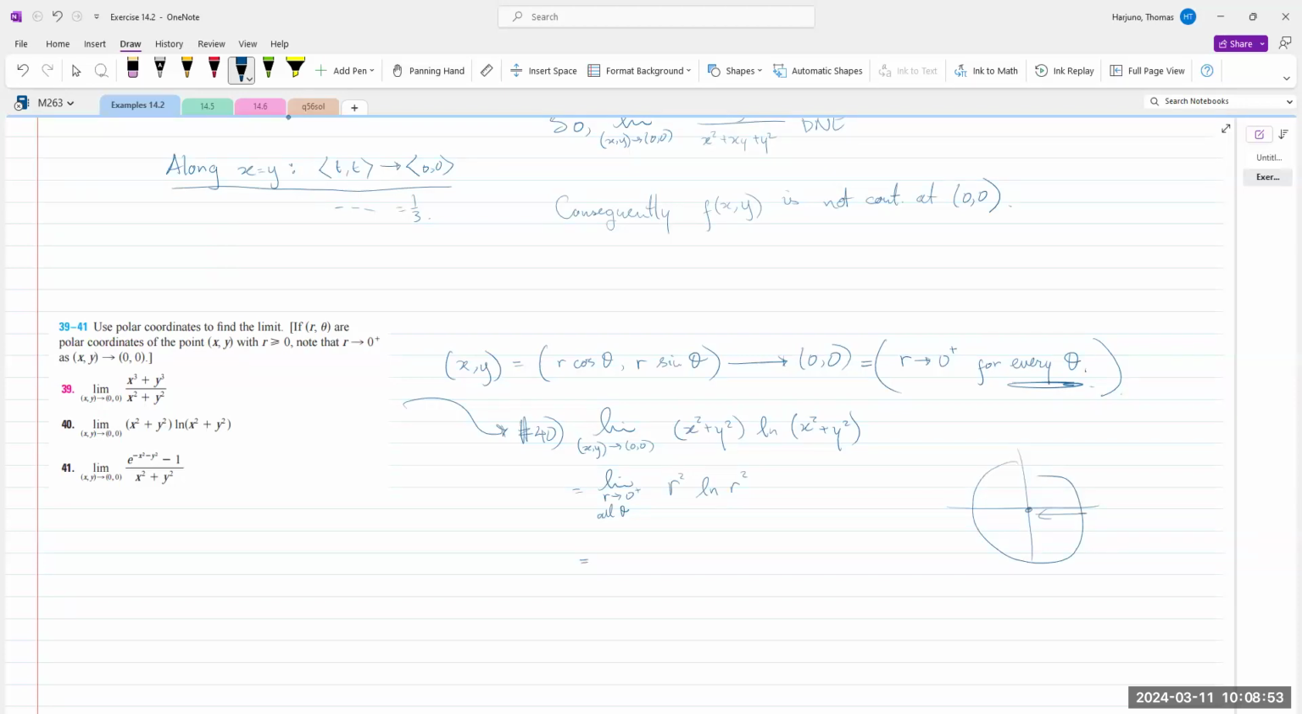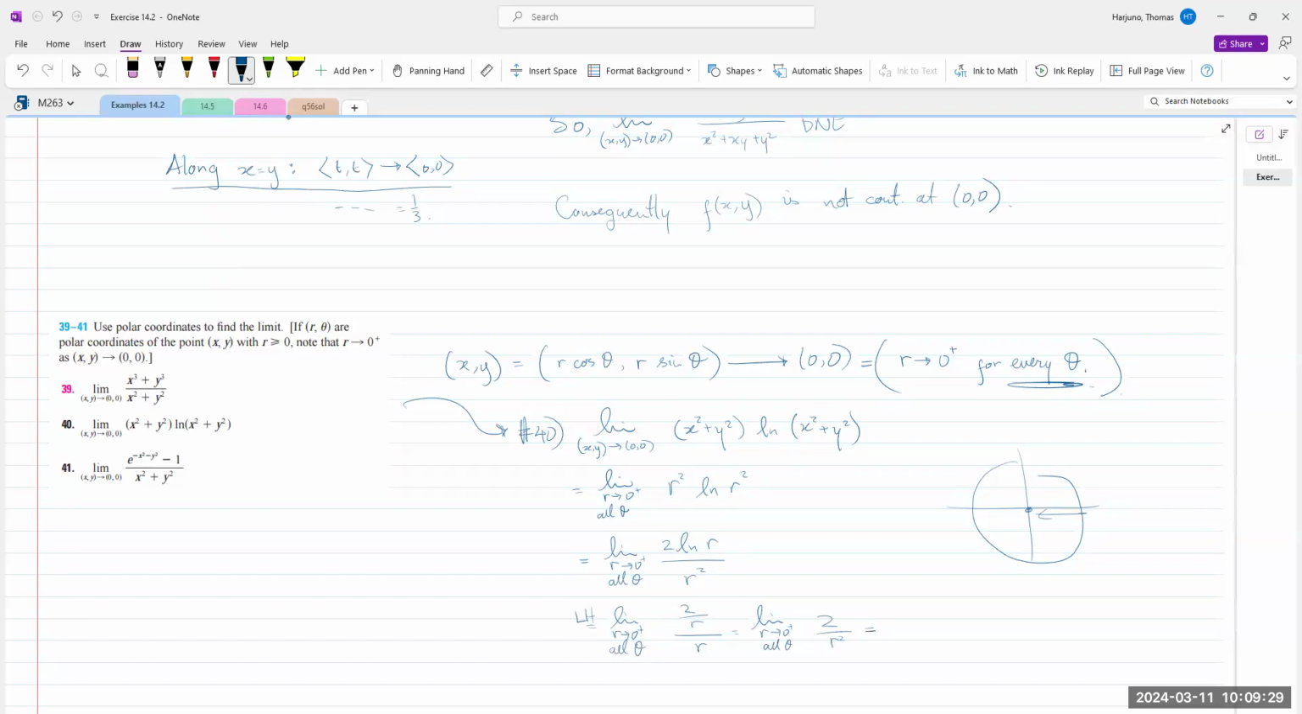This is equal to, oh, you know what? It seems like I need to use L'Hopital's rule, but I can only use L'Hopital's rule for a single variable. And that's why this becomes handy. L'Hopital's rule. Two over r. This is the limit for r going to 0 positive for all theta. 2 over r squared, that is infinity.